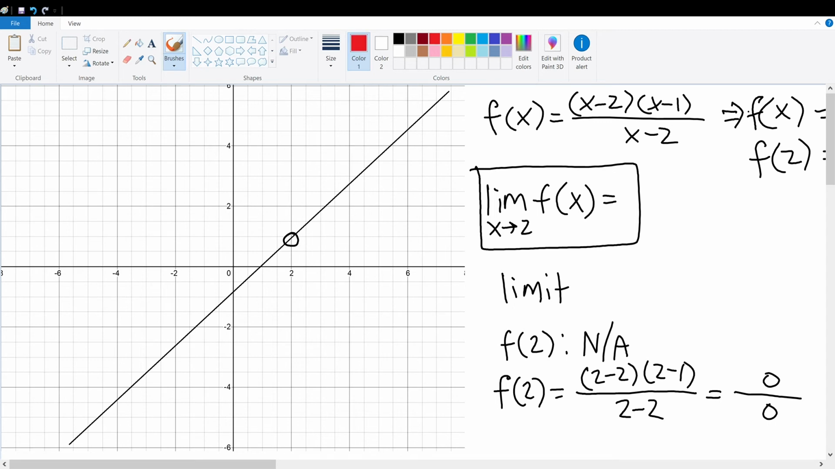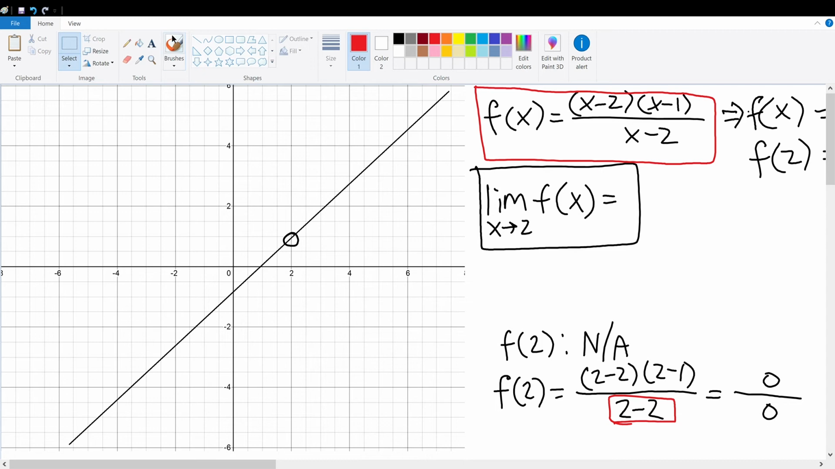But in our original function, f of x is equal to x minus 2 times x minus 1 divided by x minus 2, x will not have a defined point when x is equal to 2 because the denominator will be 0. And we all know that the denominator can never be 0. So how are we supposed to understand what a limit is if the function when x is equal to that specific quantity does not exist?